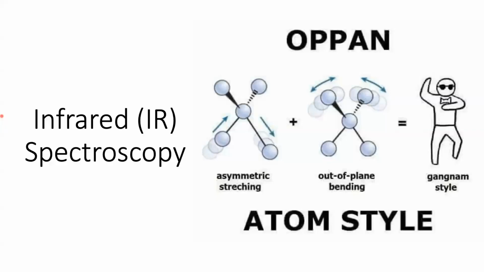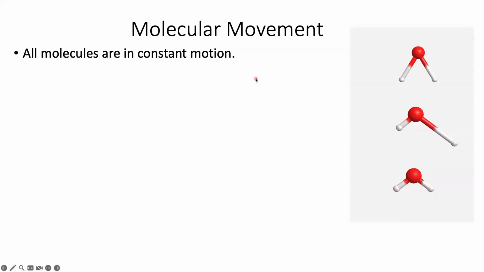Hello, everyone. So today we're going to be doing a quick crash course into infrared spectroscopy. So really what we're going to be doing here is watching how we can use light to make some molecules do some dancing. So in order to really understand infrared spectroscopy, the first thing we have to really focus on is molecular movement, because that's really what we're going to be examining with this technique.